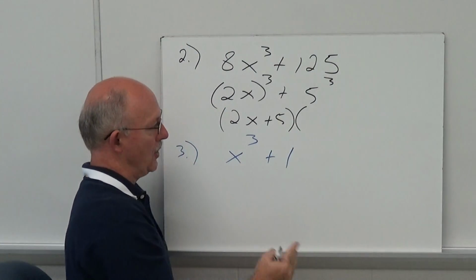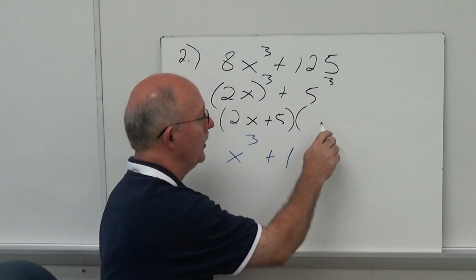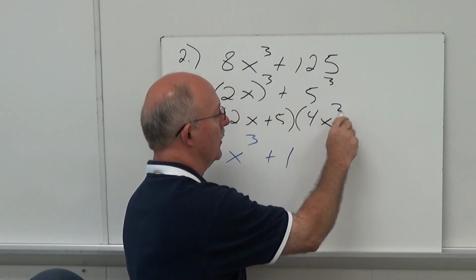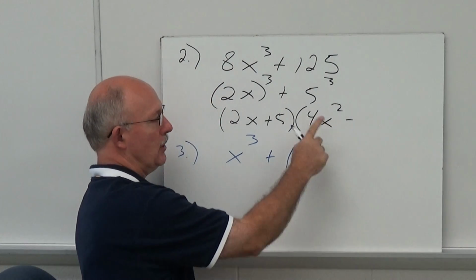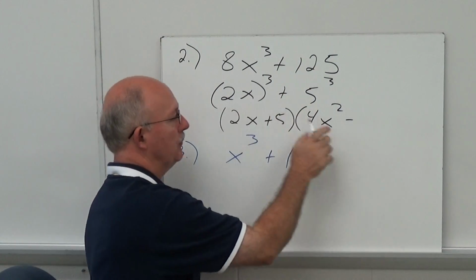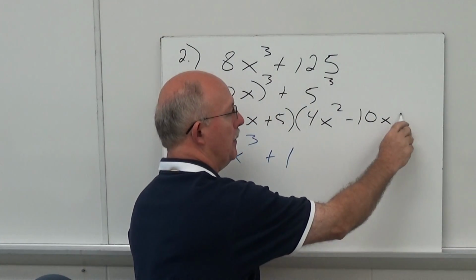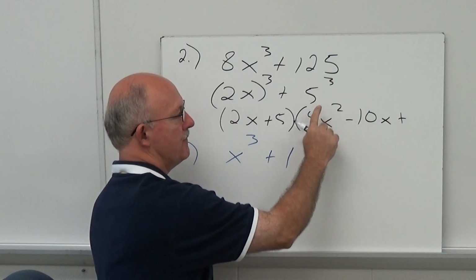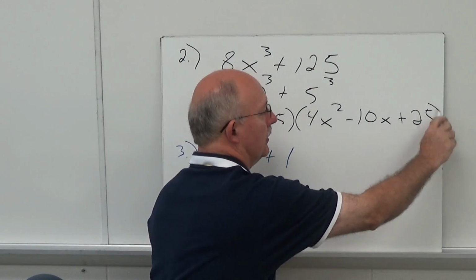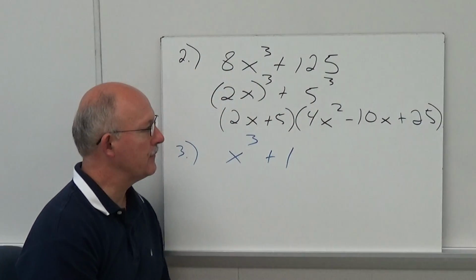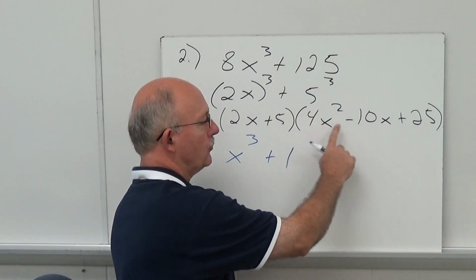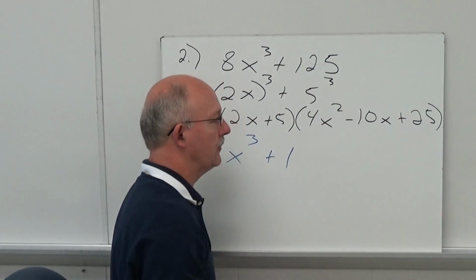Now for the trinomial factor, the first base squared will give us 4x squared minus. Now to get the middle term, you're going to multiply the 2 bases. 5 times 2x is 10x, plus, and the last term, 5 squared, is 25. So that's going to be our factorization: first base squared, the product of the 2 bases, and then the second base squared.